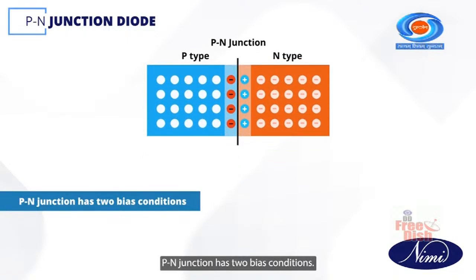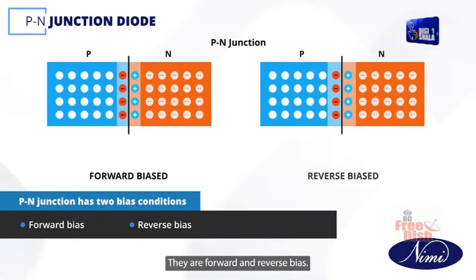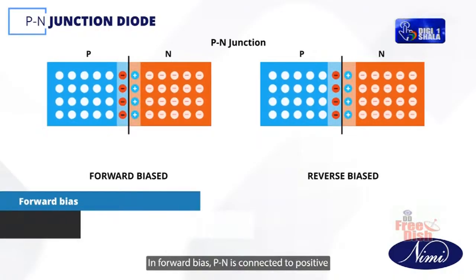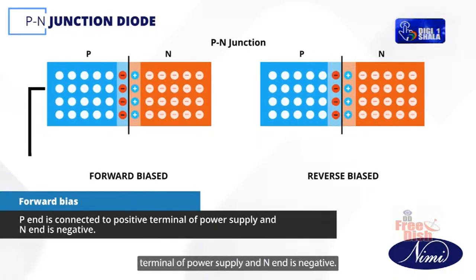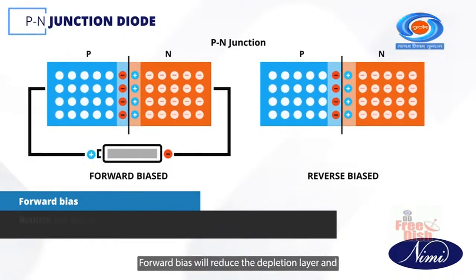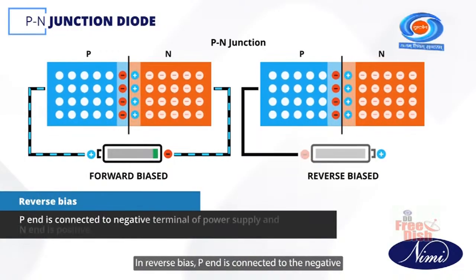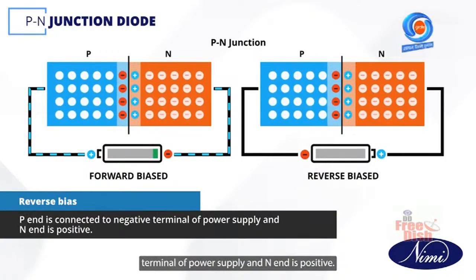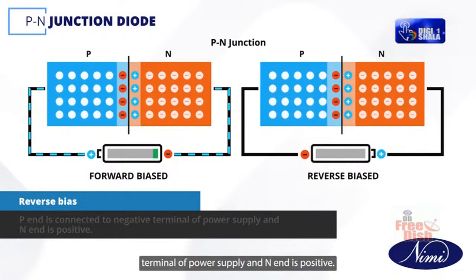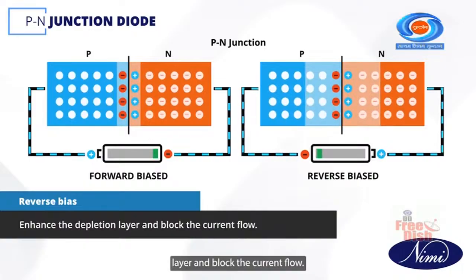PN junction has two bias conditions. They are forward and reverse bias. In forward bias, P-end is connected to positive terminal of power supply and N-end is negative. Forward bias will reduce the depletion layer and allow the current flow through the junction. In reverse bias, P-end is connected to the negative terminal of power supply and N-end is positive. Reverse bias will enhance the depletion layer and block the current flow.